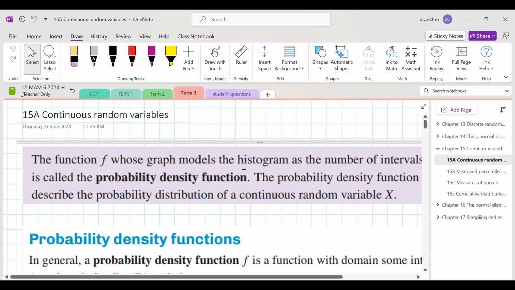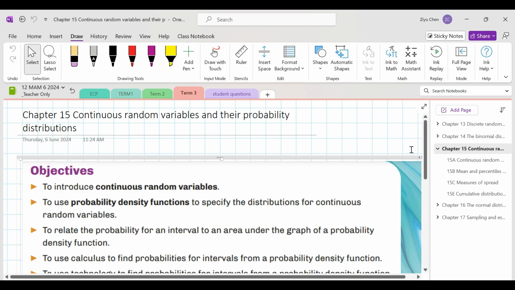Hello everyone, welcome back to Unit 3 and 4 Methods. Today we're going to start Chapter 5, continuous random variables and the probability distribution.